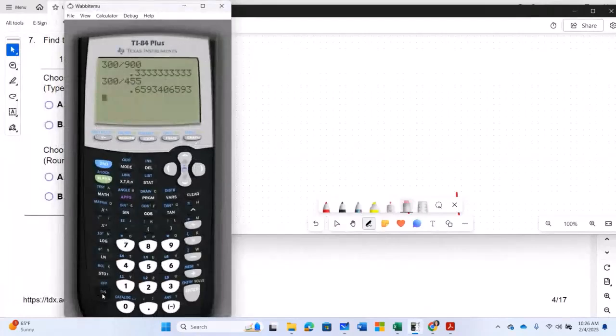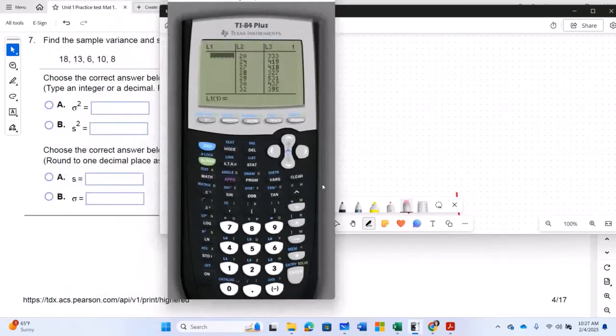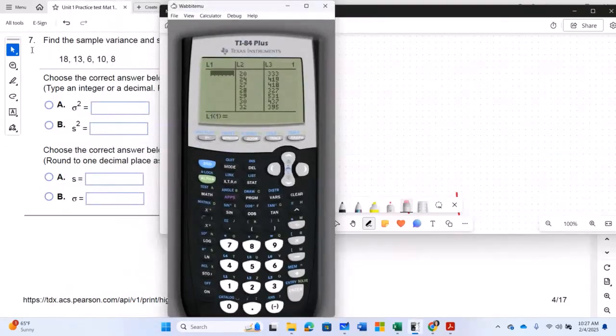So I am going to put this data in L1. I will clear whatever is in my L1. I don't need it today. Clear, enter. So the sample data, how do I know it's a sample? I am told to find the sample variance. So that's how I know it's a sample. Because it's a sample, the sample variance has to be S squared. That's all.